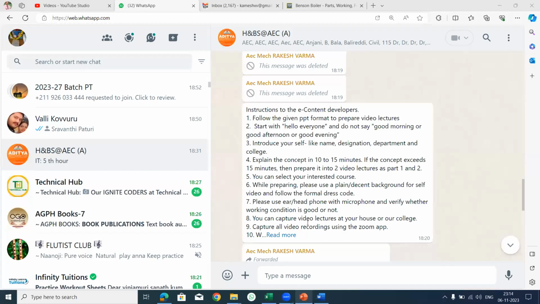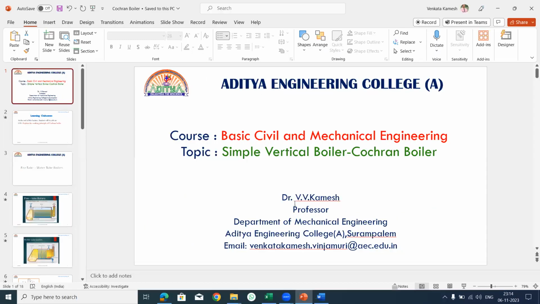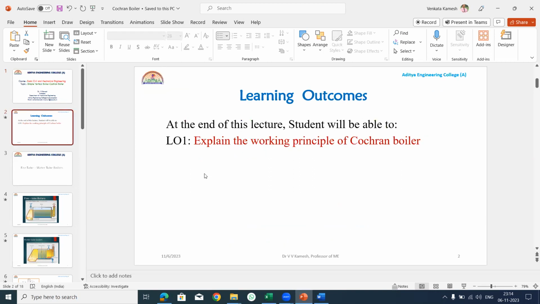In today's class, we will discuss simple vertical boiler, with the Cochran boiler as an example. The learning outcome of this class is that at the end of this lecture, you will be able to explain the working principle of Cochran boiler.